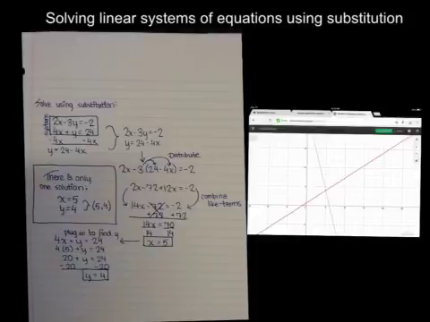Then you will divide by 14 on both sides to get 5. And that is your x value. Then you will plug in 5 for x into one of the normal equations, and you will get y is equal to 4. So there is your one solution.